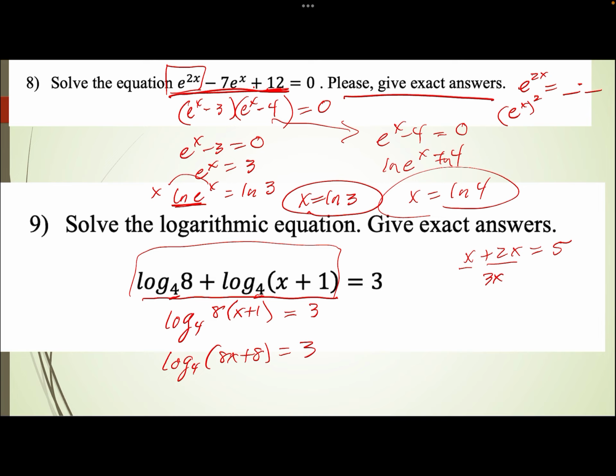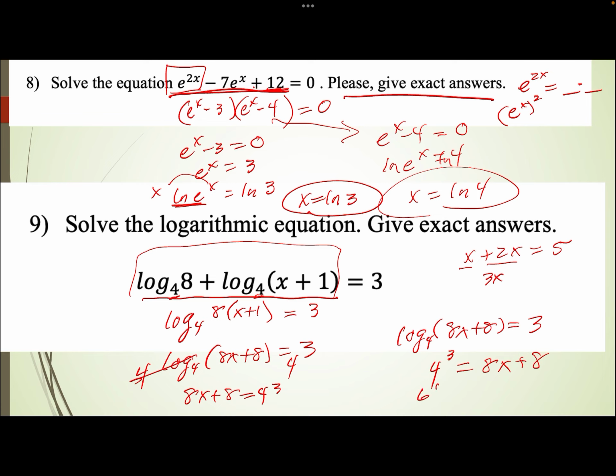Now I have one log. I can get rid of one log by exponentiating or using the rules of changing exponents. So let's exponentiate first. And then this cancels, and I get 8x plus 8 equals 4 cubed. Or remember, when we first started doing this, we learned how to change a log to an exponent: the base of the log is the base of my exponent. The power is the answer to the log. And look, I get the same answer. So either way, it's going to work for you.